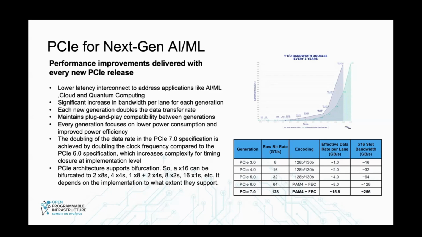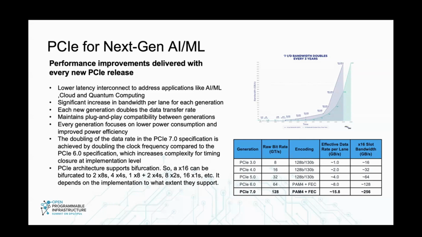If you see PCIe 6, it has a data transfer rate of 64 gigatransfers per second. When I'm talking about a single lane, it is 8 gigabytes per second. And for an X16 slot, it would be 128 gigabytes per second. PCIe 6 was released in 2022, and recently the PCIe 7 spec was released in 2025.